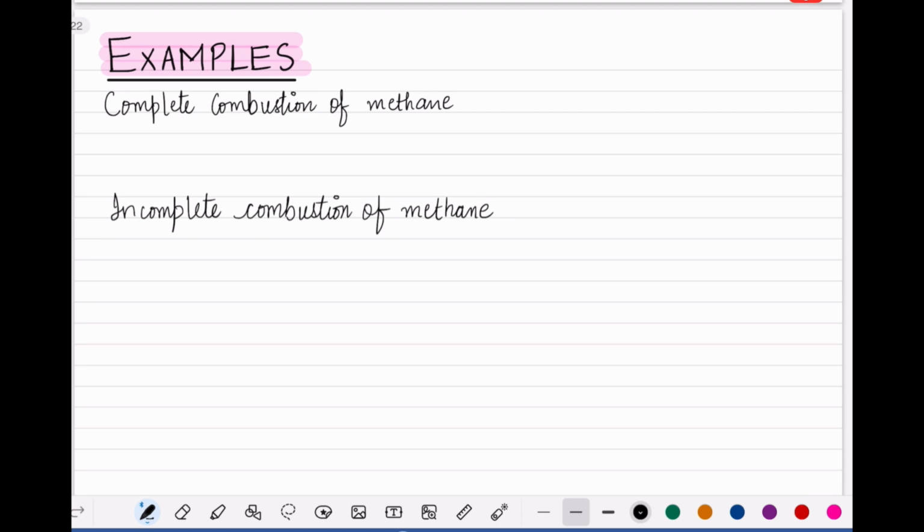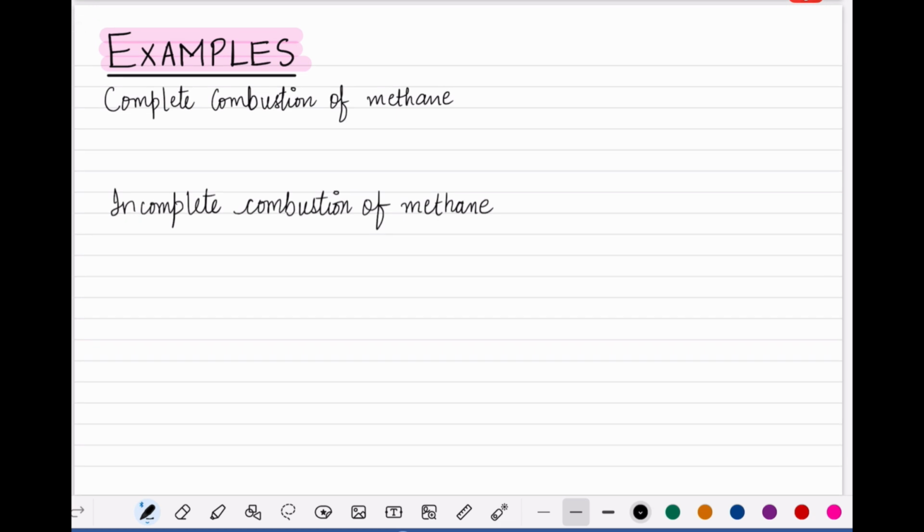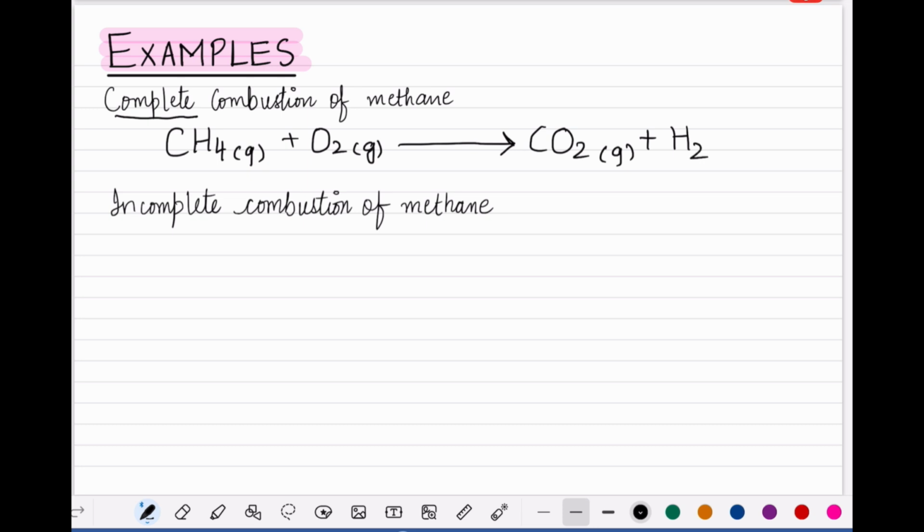Now we will do some examples. Now, complete combustion of methane. We will construct its balanced chemical equation first. Methane, CH4, it is a gas, plus oxygen, O2, it is also a gas. They combine to form, as it is the complete combustion, carbon dioxide, a gas, along with the water vapors.